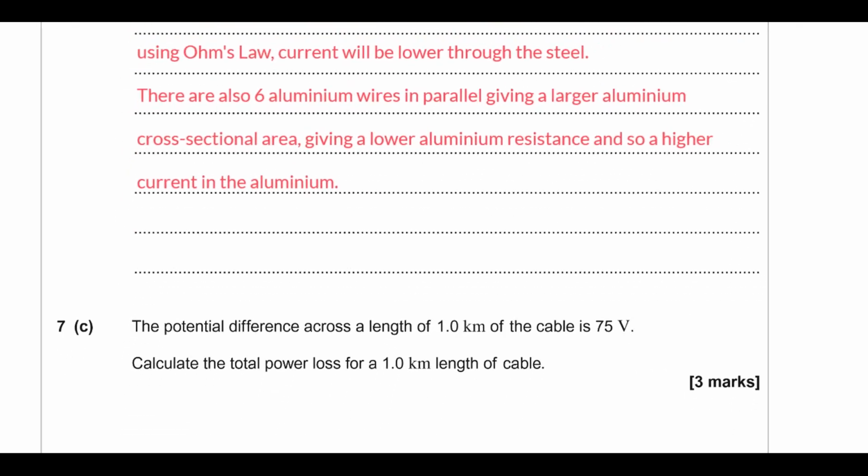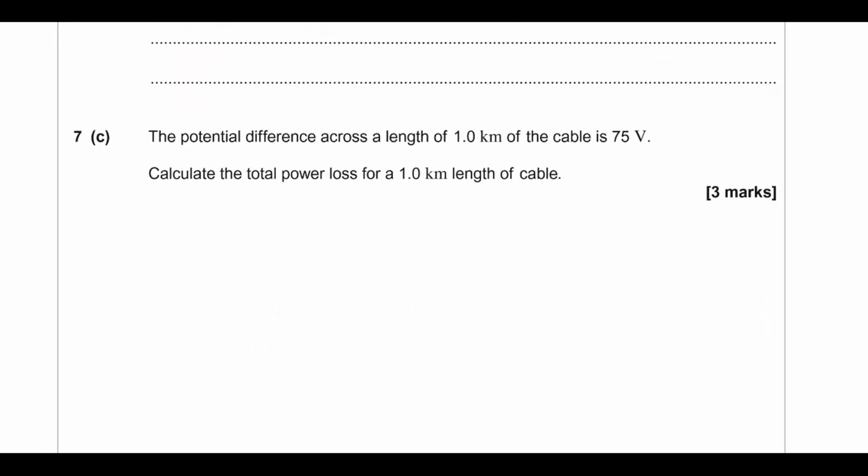So let's continue on. Potential difference across a length of 1 kilometre is 75 volts. Calculate the total power loss for 1 kilometre length of the cable. So the first thing we're going to need to do is work out the resistance of it all.